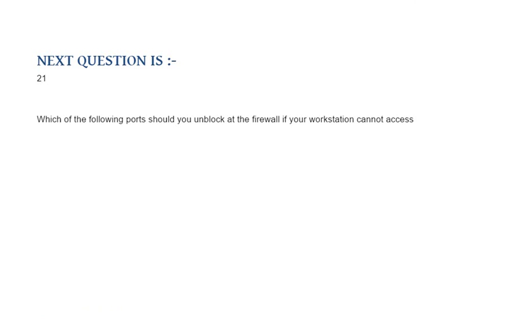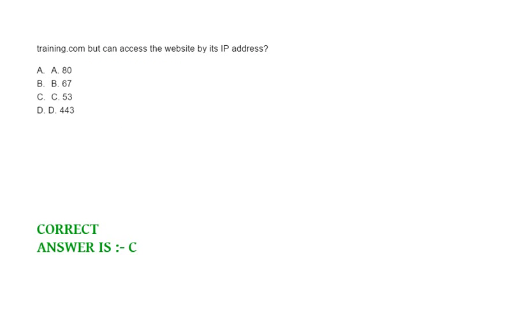Next question is, which of the following ports should you unblock at the firewall if your workstation cannot access training.com but can access the website by its IP address? Option A 80, Option B 67, Option C 53, Option D 443. Correct answer is option C.